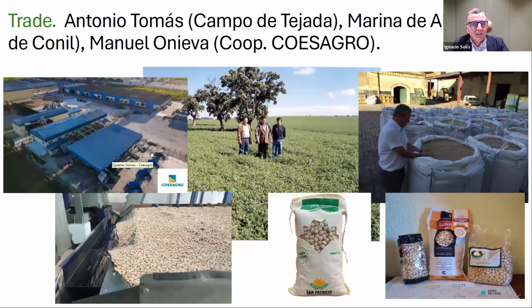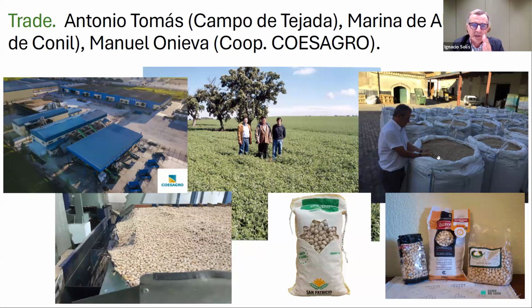The next step of the chain was the trade. The managers of three cooperatives, Campo de Tejada, Cooperativa de Conil, and Cooperativa Coesagro, explain how they trade and commercialize the chickpea productions.